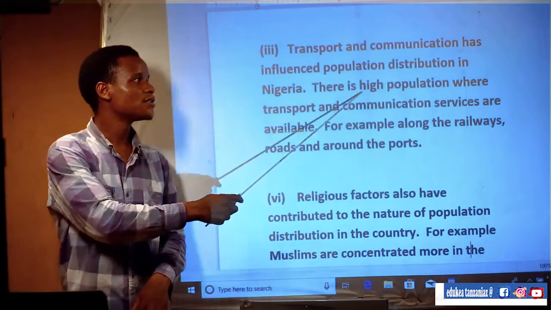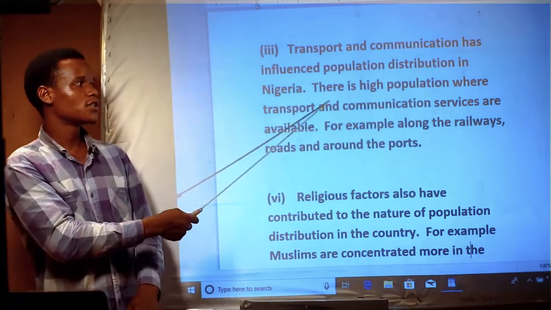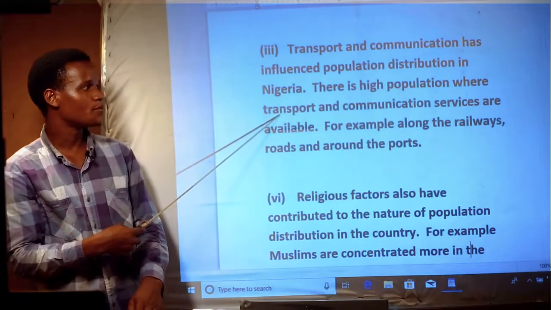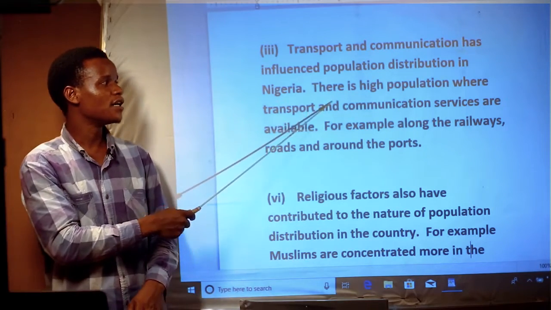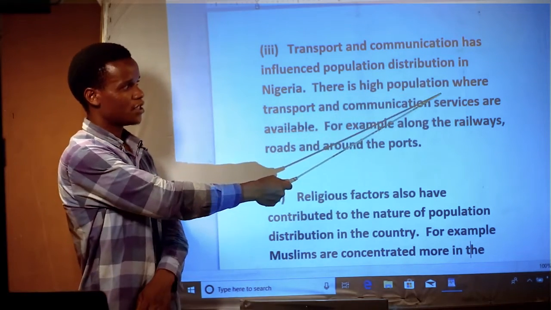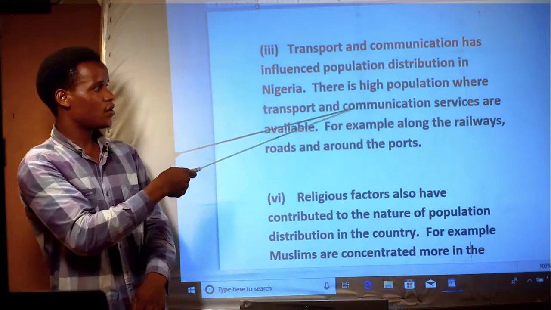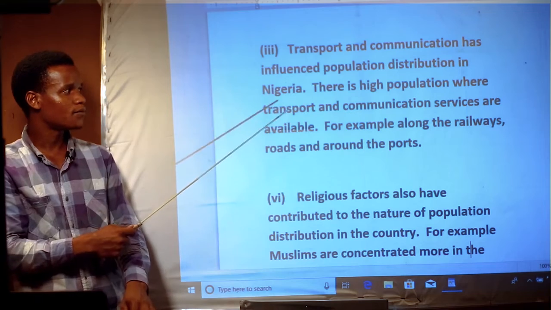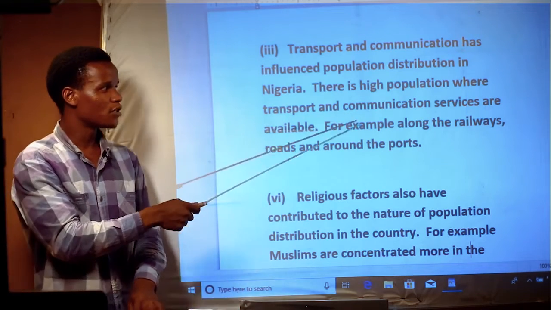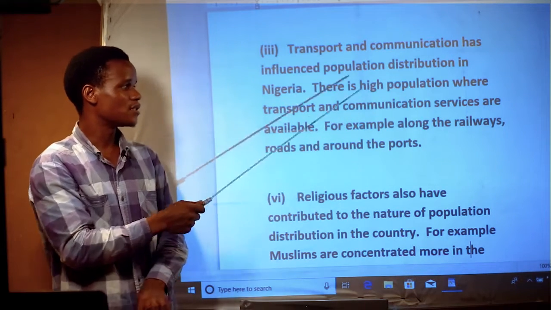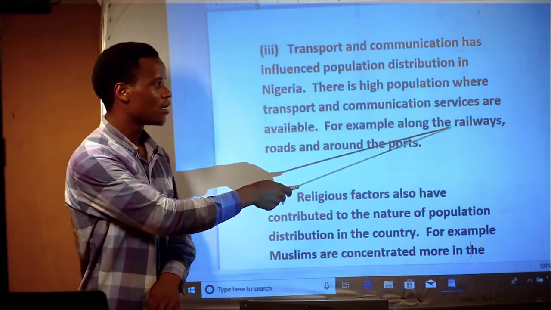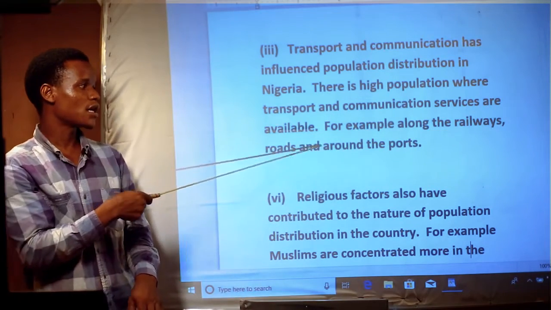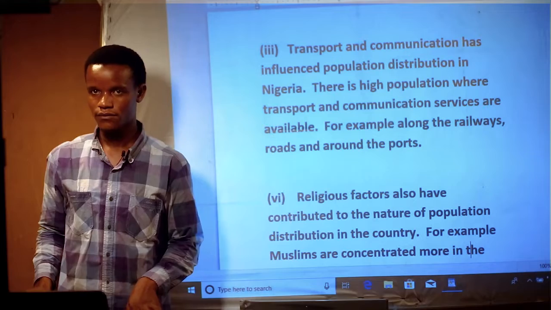In Nigeria, there is high population where transport and communication services are available. So in Nigeria, those areas that have high population tend to have good transport and communication services, for example, along the railway roads and around the ports.